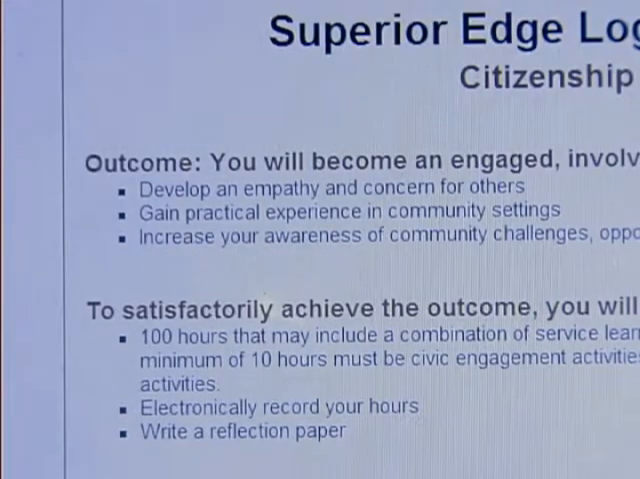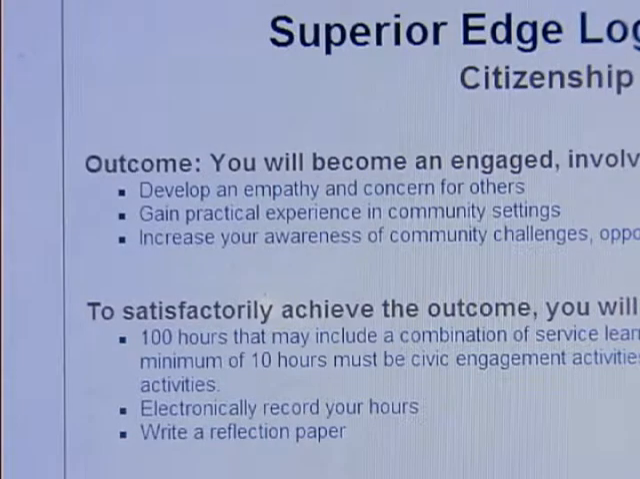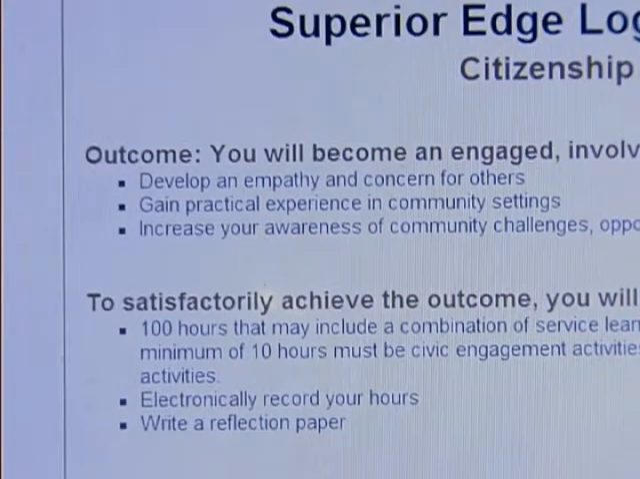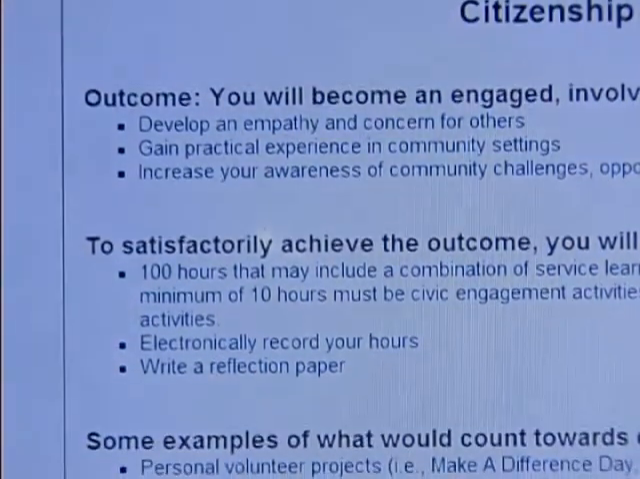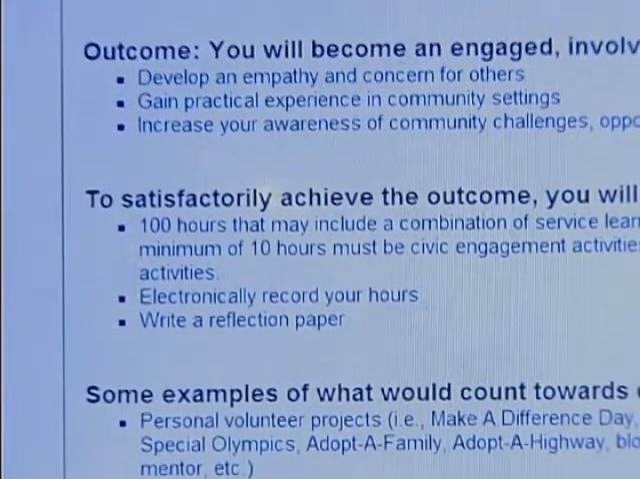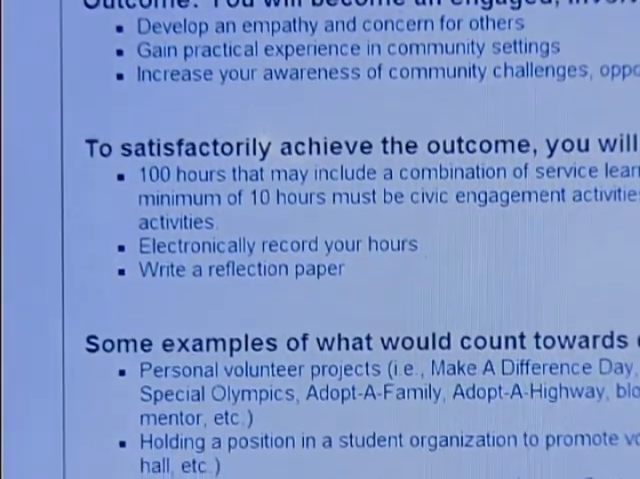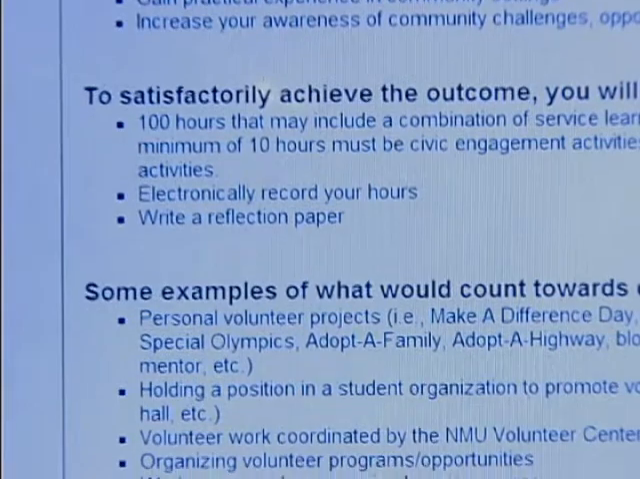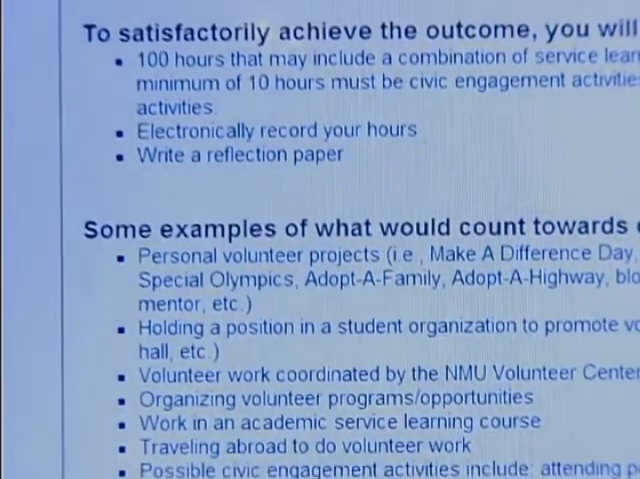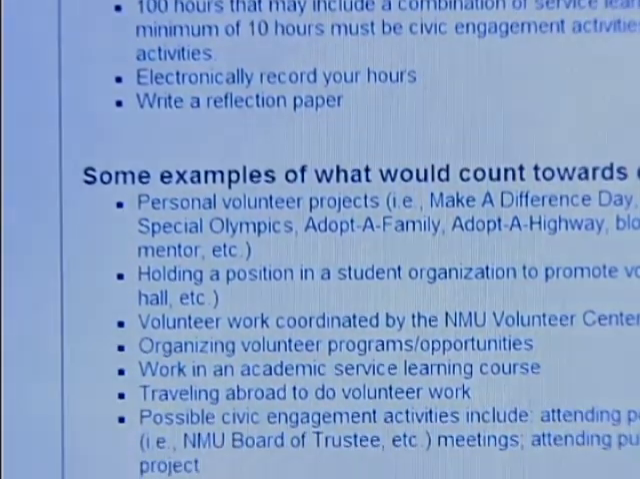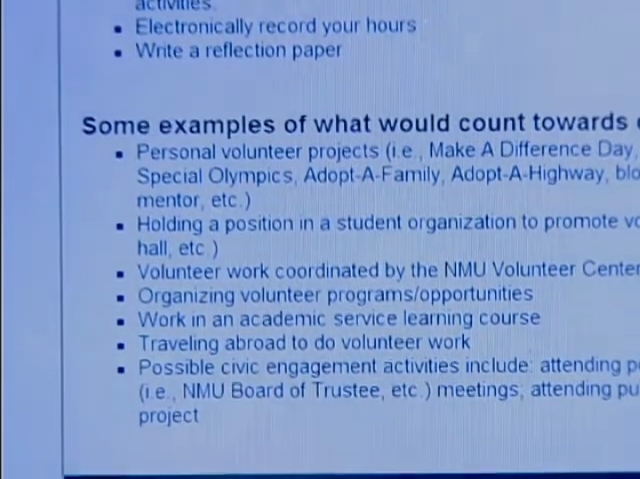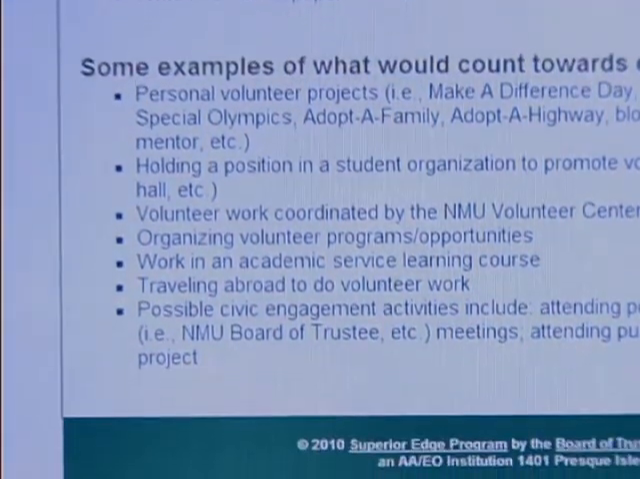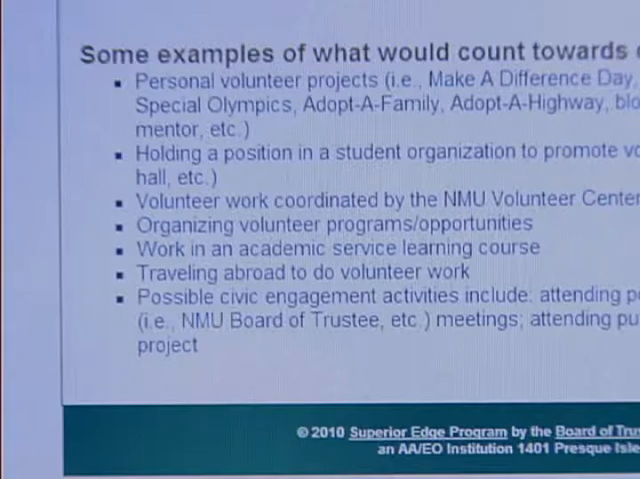The top section is there to remind you what the outcomes are for this particular edge. You need to meet each outcome at least once before you can complete the entire edge. The second section lists all of the requirements for this edge. You can refer back to this if you forget what they are or if you want to make sure that you've met all of them. The final section gives you some examples of activities that would count for this edge. If you're looking for ideas or just want to double check to make sure that your activity would count, you can refer to the examples to see if it would fit.